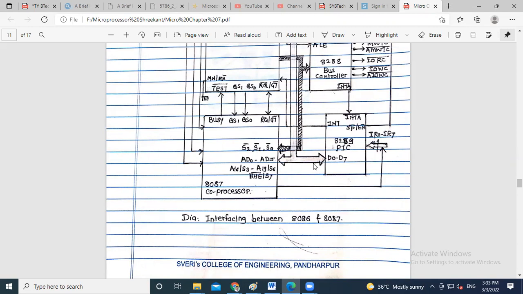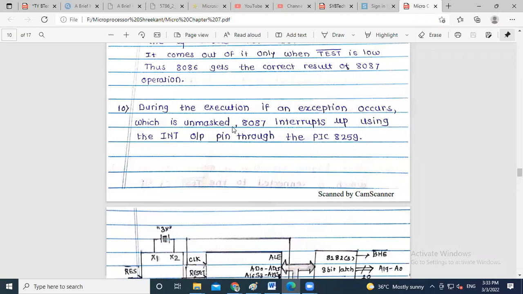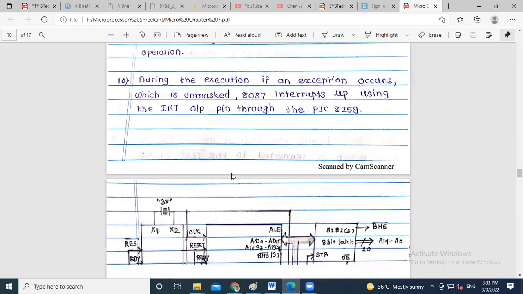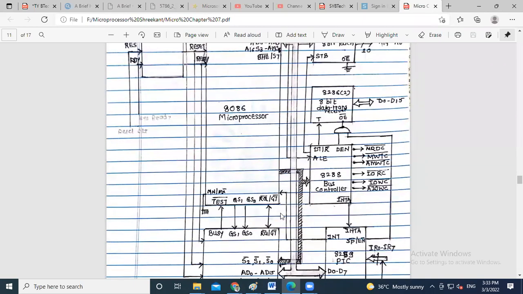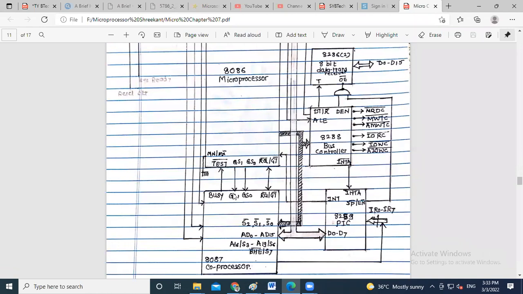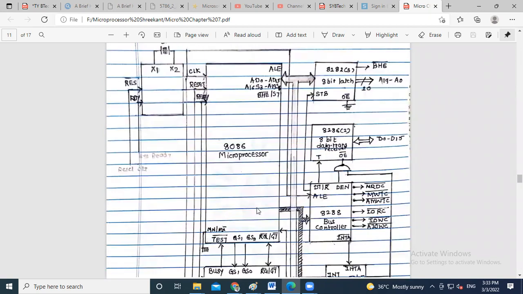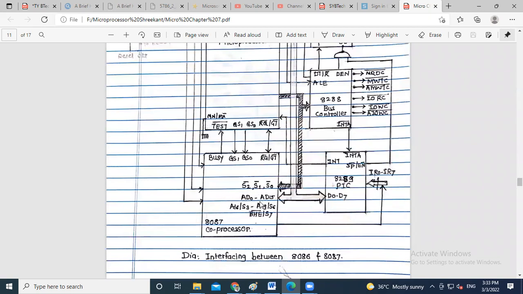So this block diagram you have to follow along with whatever I explained in all these 10 points. Every point is very important from your examination point of view, for the explanation. And this diagram you just have to go through. This diagram is totally the same as your maximum mode configuration, except we are using one coprocessor, that is the 8087 coprocessor. So just go through this block diagram, and you will get the entire explanation.